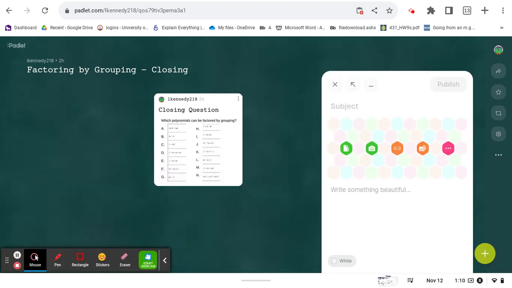So in closing, today we did work on factoring by grouping, and you are going to be completing today's lesson by submitting a response in Padlet.